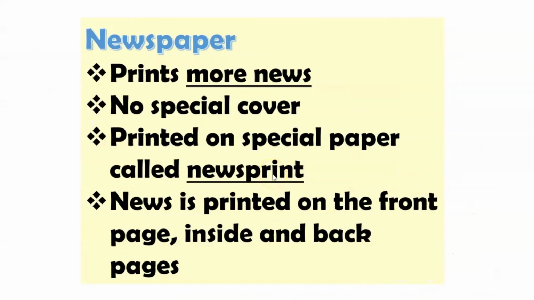So let's define what a newspaper is. It prints more news. From the word itself, newspaper, it has more of news. Then it has no special cover because the paper is very simple. It's printed on special paper called newsprint. It's very thin and simple paper because the readers are after not the paper but the news that they can get out of it. News is printed on the front page, inside and back pages.